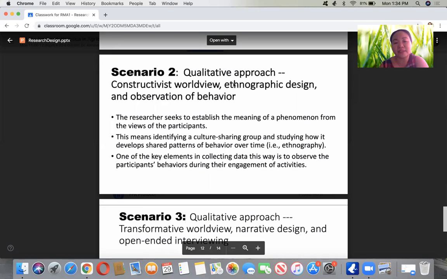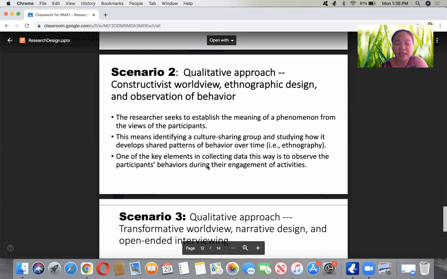And in the second scenario, under qualitative approach, constructivist worldview, using ethnographic design and observation of behavior. So in this case, the researcher seeks to establish the meaning of a phenomenon from the view of the participants. And this means identifying a culture or sharing group and studying how it develops shared patterns of behavior over time. So this is in the case of ethnography, or the study of the origins of culture or something.